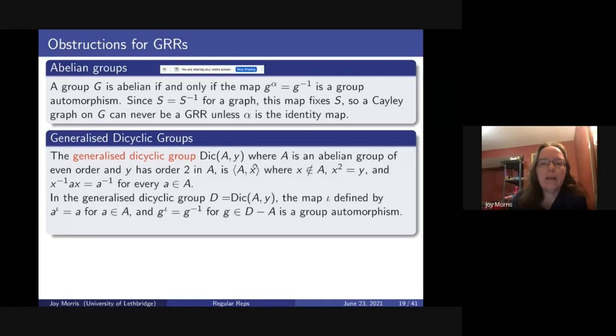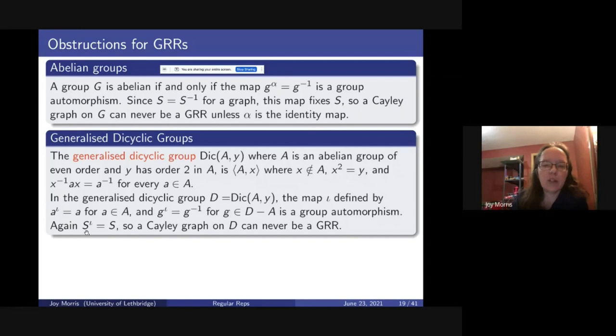And in this generalized dicyclic group, there is a group automorphism, a map iota, defined so that it fixes every element in the abelian group and inverts every element in the other coset, the coset of the abelian group that contains x. This is a group automorphism for any generalized dicyclic group. And again, if we look at what it does to any connection set S that happens to be closed under inversion, since it either fixes or inverts every element of the group, it has to fix any connection set that is closed under inversion as a set, and therefore a Cayley graph on a generalized dicyclic group can also never be a GRR because it will always have this extra automorphism iota. And in this case, iota can never be the identity, so we really do always get an extra automorphism.